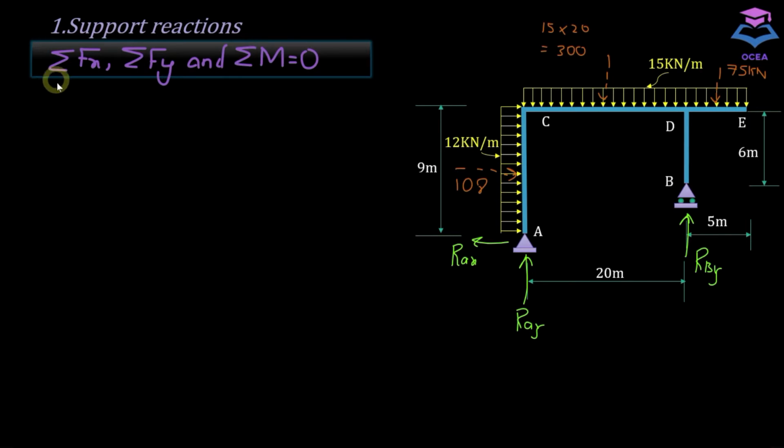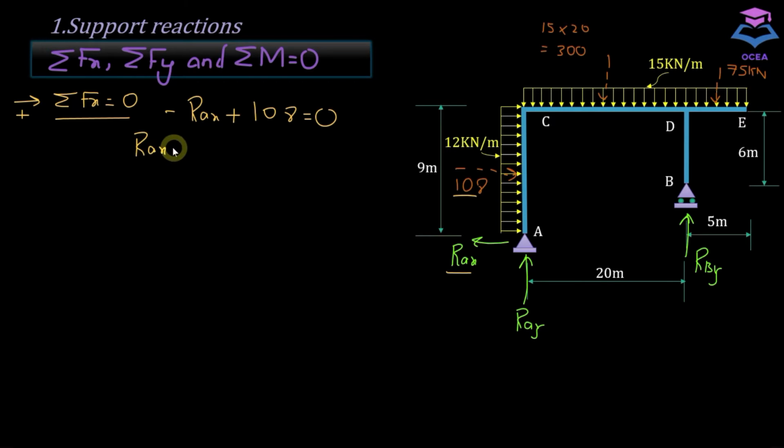So let's apply the first condition of equilibrium, that is summation of force in x direction. And let's take rightward going force as positive. So how many forces are acting in x direction? We have this RAX and this 108. RAX is going to be negative since it acts opposite to my sign convention, and this 108 is going to be positive. If I simplify this, RAX is coming out to be equal to 108 kilonewton.